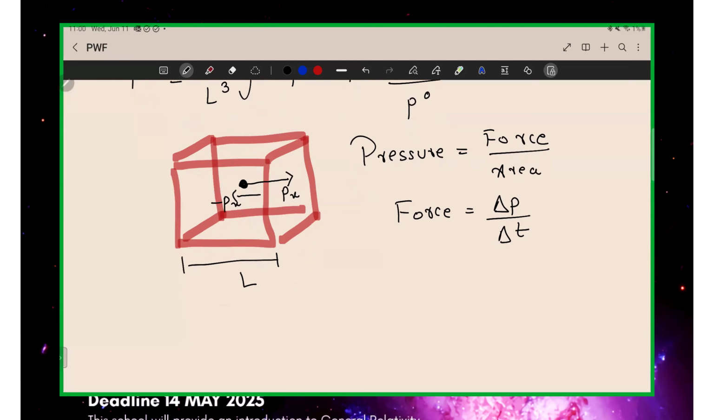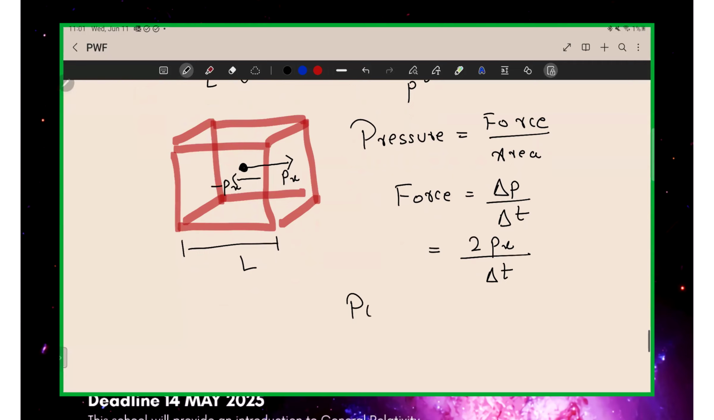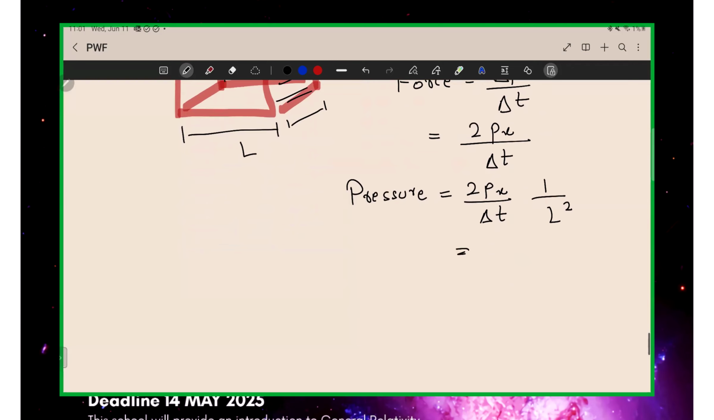So it means that the force is the change in momentum, which is 2 times px divided by the change in time. If you use that, then pressure is 2 times px divided by the change in time, and then divide by area. Now area is just L squared, because this is the area that I'm talking about. So you have 2 times px over delta t L squared.